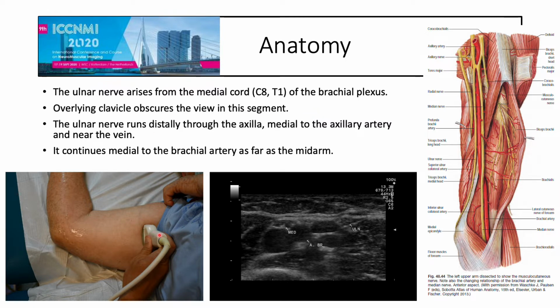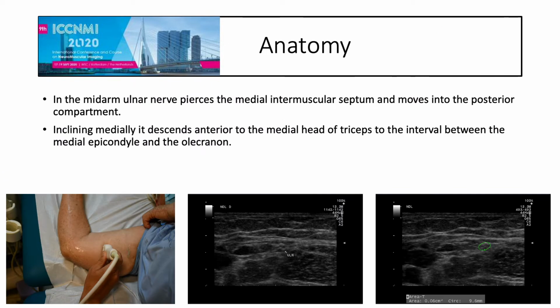You can see the position of the probe here, proximal in the arm, and the structure here is the ulnar nerve. Here is the brachial artery, and these are the veins around. And this is also the anatomical picture of this position.